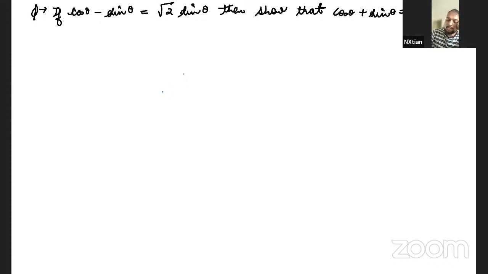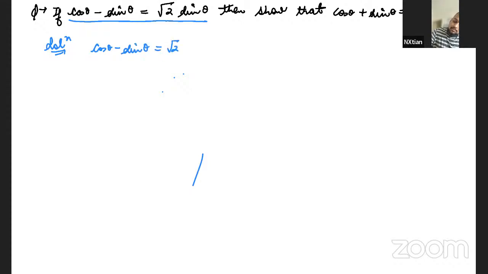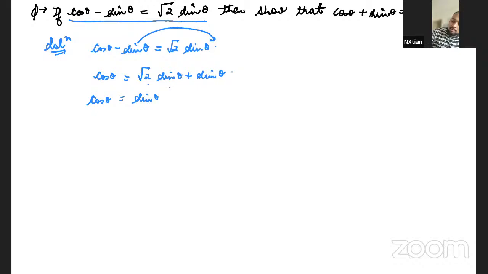Now the solution part, please pay attention. Don't go here and there. What I will do, I will take this value, which is given as cos theta minus sin theta is equal to root 2 sin theta. Now I will send this minus sin theta to the other side, and it will become root 2 sin theta plus sin theta. Now I will take out sin theta as common, so it will become root 2 plus 1.